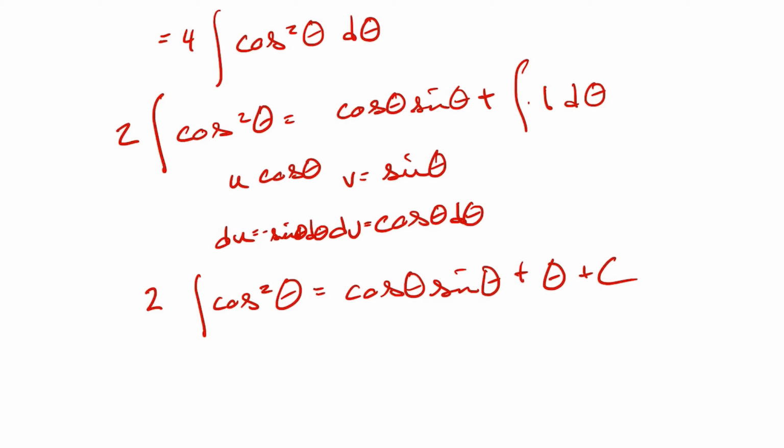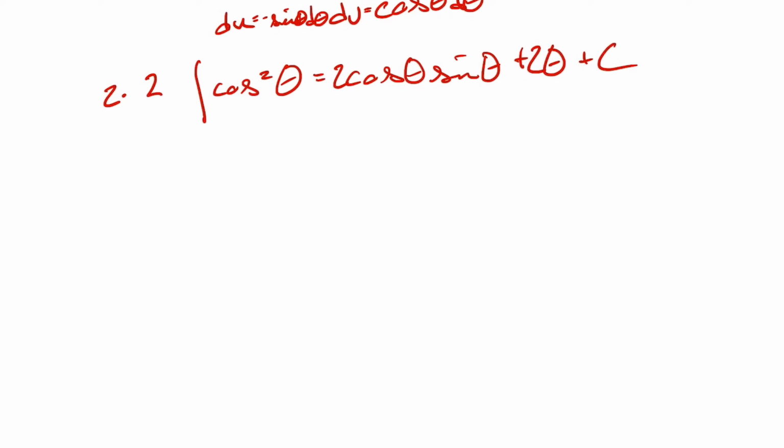Okay, but note that our original thing we were trying to solve was the integral of 4 cosine squared theta. So to get a 4 over here, we just multiply everything by 2. So 2 on the left, 2 on the right, and then 2 times c is just c. So we're not yet finished with this problem because we have the answer to the integral in terms of theta, but we need to get it back in terms of x since that's what we started out with.